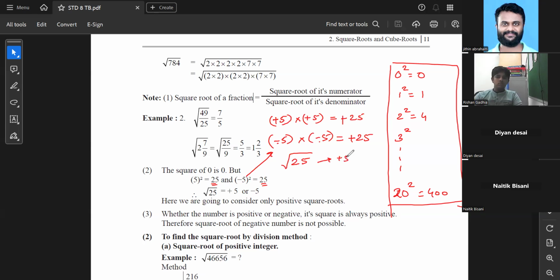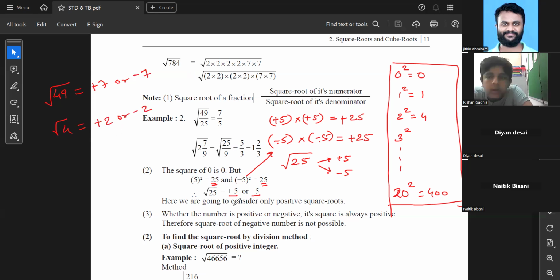It can be plus 5, it can be minus 5 also, because minus 5 का भी square 25 है, plus 5 का भी square 25 है. So you should know that whenever you take square root, there are actually two possibilities, plus or minus. Similarly, if you take square root of 49, it can be plus 7 or minus 7. If you take square root of 4, it can be plus 2 or minus 2.